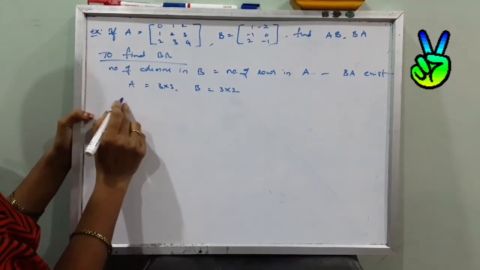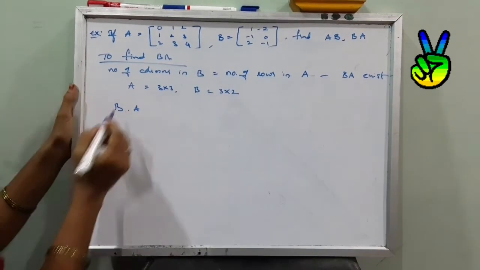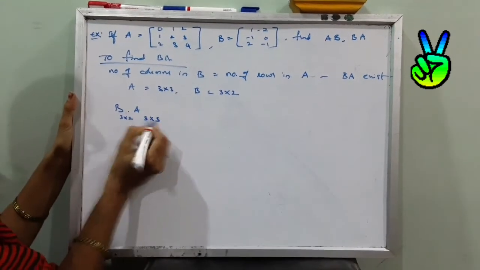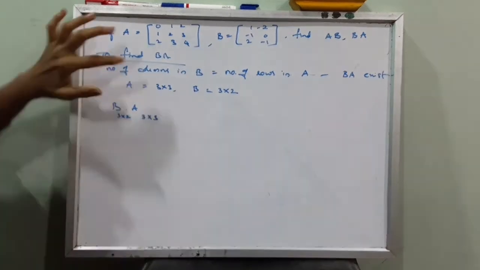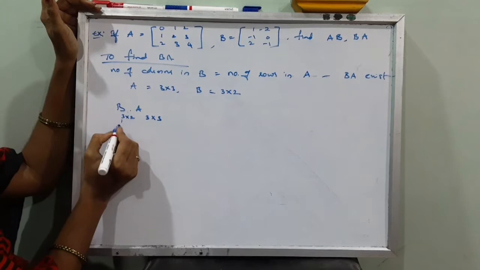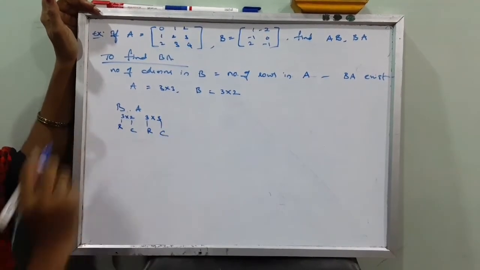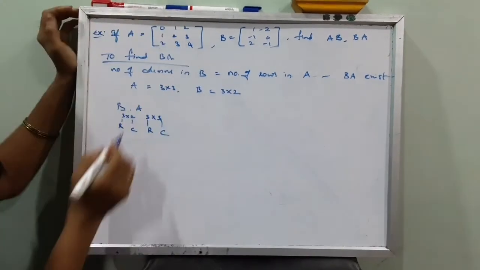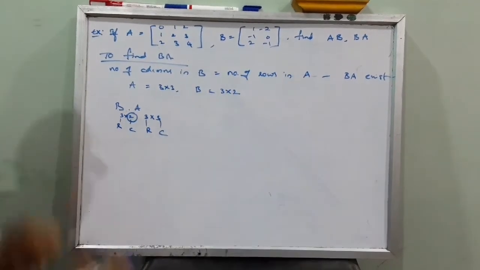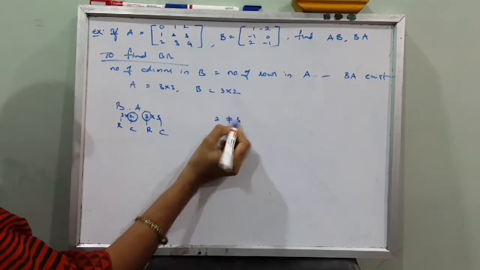So B into A: the order of B is 3 by 2 and the order of A is 3 by 3. The condition is the number of columns in B. Here the first number represents rows, the second represents columns. The number of columns in B is 2 and the number of rows in A is 3. 2 is not equal to 3.